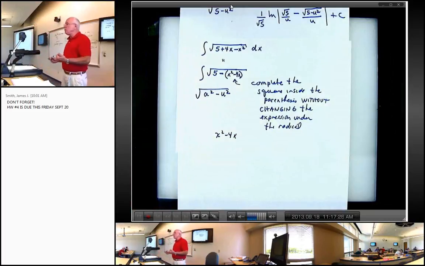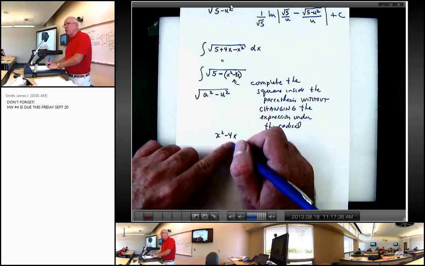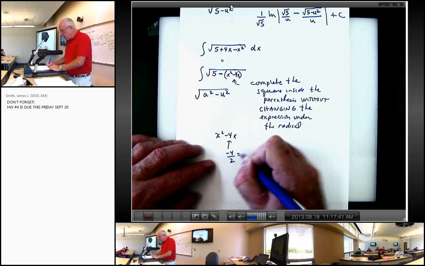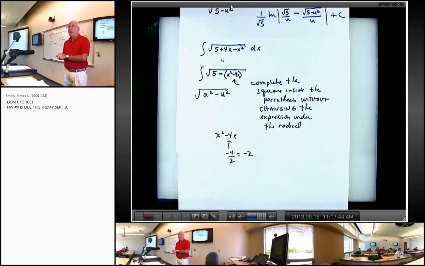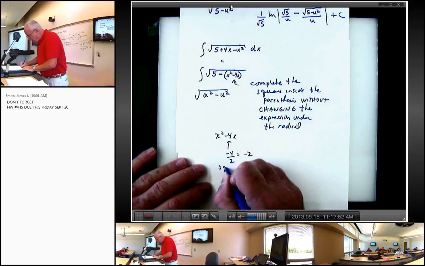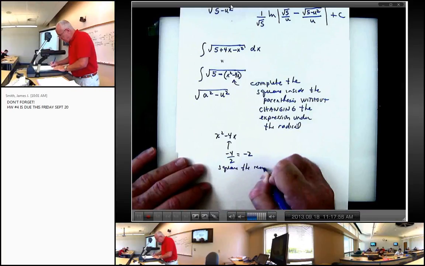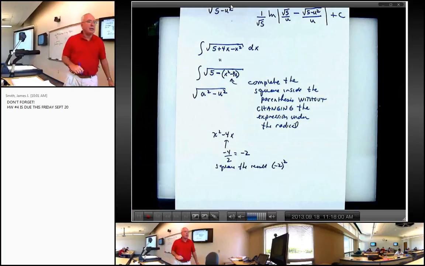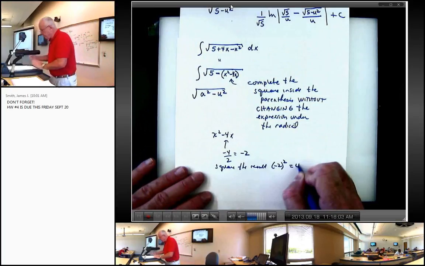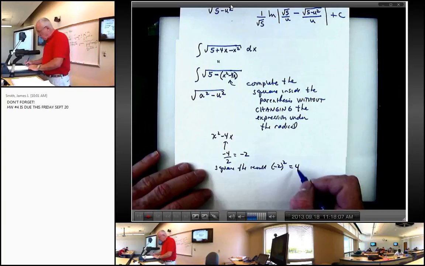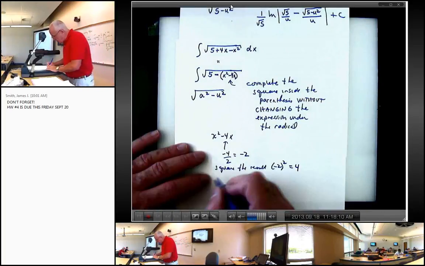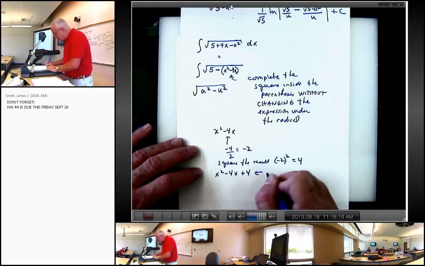Okay, with completing the square, what do we do? Do we remember what we do? Okay, well, this is what we do. We take the coefficient of the x term and divide it by 2. So that gives me a negative 2. And do we know what we do with that? We square it. Square the result. Now be careful, this is negative 2 in parentheses that I'm squaring, and I get a positive 4. All right. So therefore, plus 4. x squared minus 4x plus 4 is a perfect square trinomial.